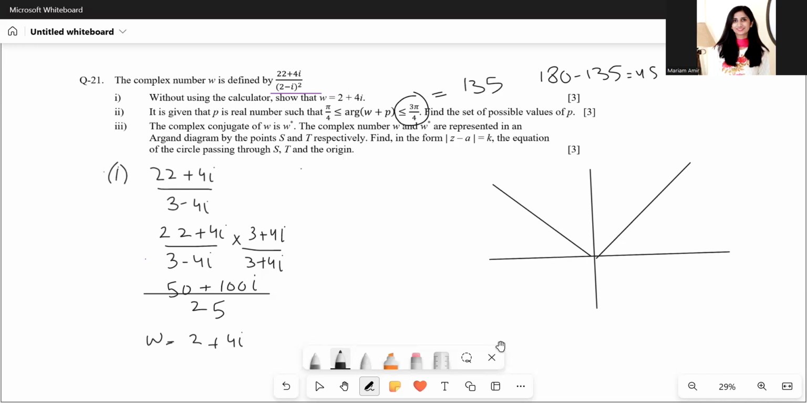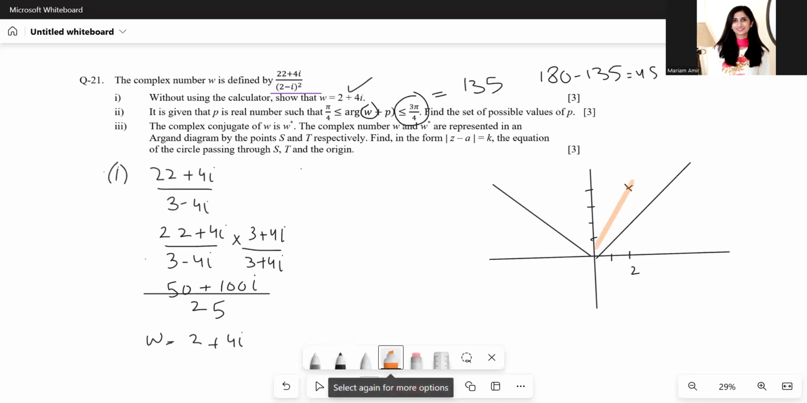Okay, so this is the argument from the origin, and W is already known. W is 2 plus 4i. So let's say 1, 2, and 1, 2, 3, 4. This is where the point is. All right, so this point clearly has an argument greater than pi by 4 and less than 3 pi by 4. Its own argument would be this. Join this from origin, and whatever this angle is, it is the argument of the point.